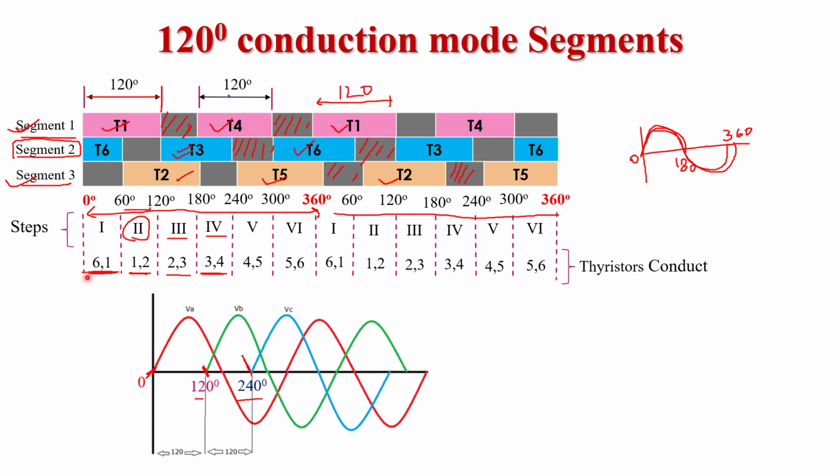positive group and one from the negative group, or we can say one from the upper group and one from the lower group. For example, here we see in step 1, thyristors 6 and 1 are conducting. Thyristor 1 is from the positive group and 6 is from the negative group.